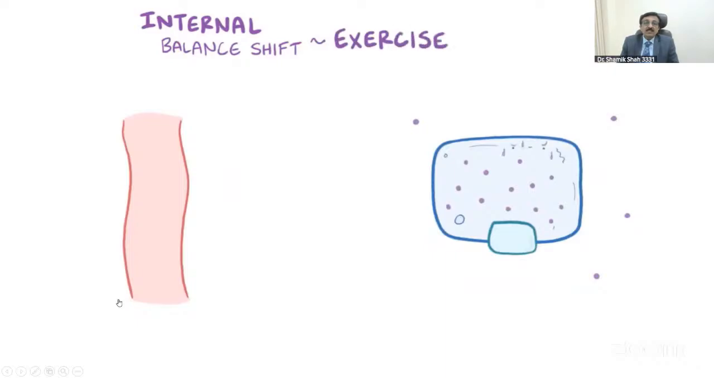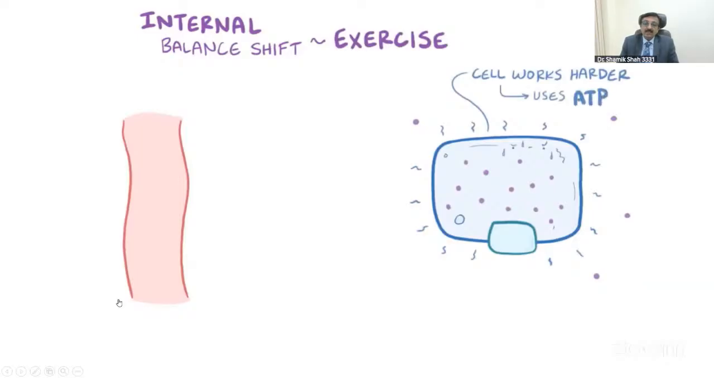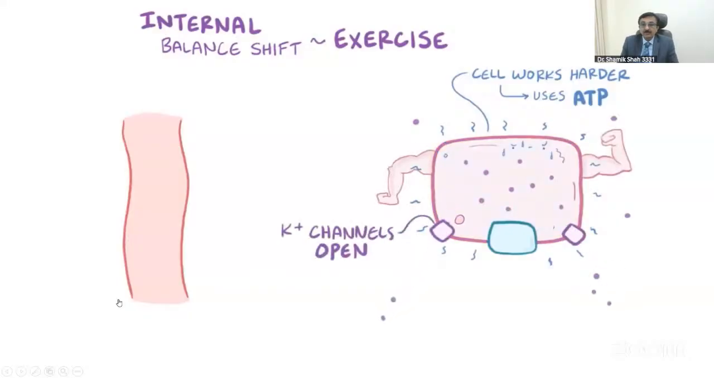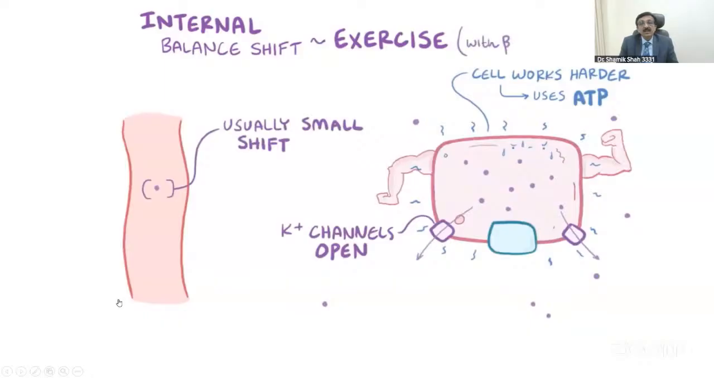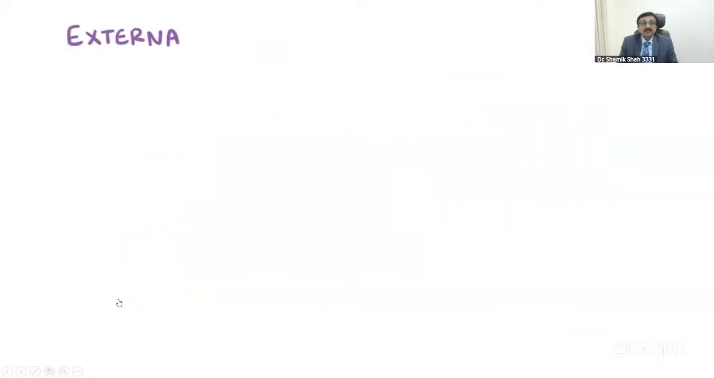Another internal balance shift is seen when a lot of exercise is being done, especially in a hot climate. The cell works harder and uses up all the ATP. So the potassium channels in the cells open up because of the loss of ATP, and potassium moves outside into the extracellular compartment. This is not usually very severe, and the shift is usually small. But if the patient has CKD or is using beta blockers, then this hyperkalemia can be significant.